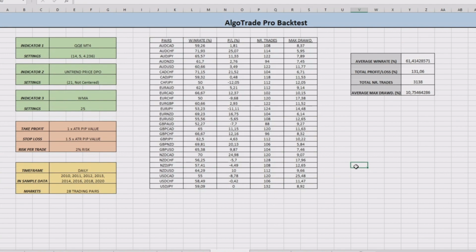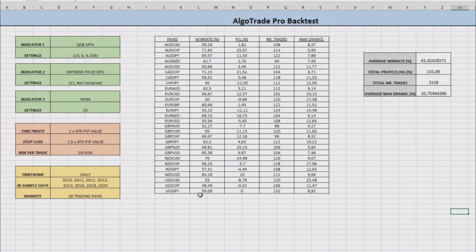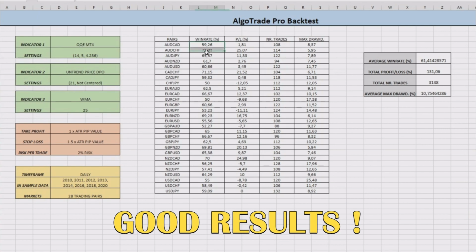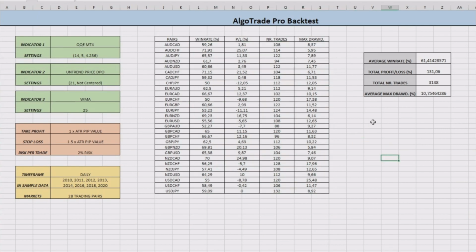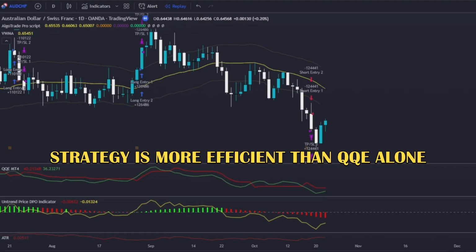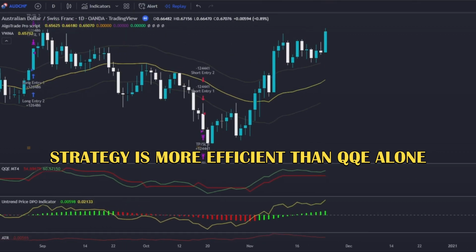Here are all the strategy's backtest results. In the same sample, now the number of trades was 3,138, the win rate improved to 61.41%, and the profit decreased a little bit to 131.06%. So we can confirm that the results are quite positive. The fact that the profit has dropped a little bit is not a negative thing, as the number of trades has dropped by more than 50%, and therefore this strategy is much more efficient than using the QQE alone.